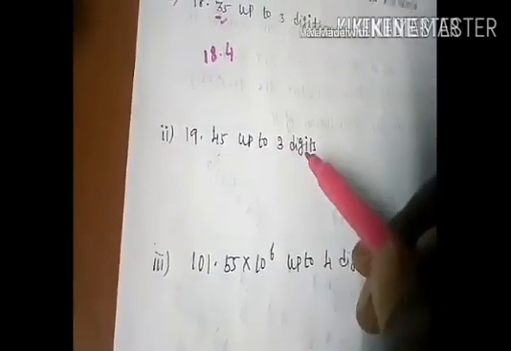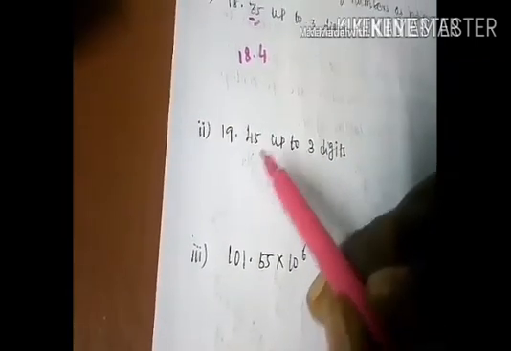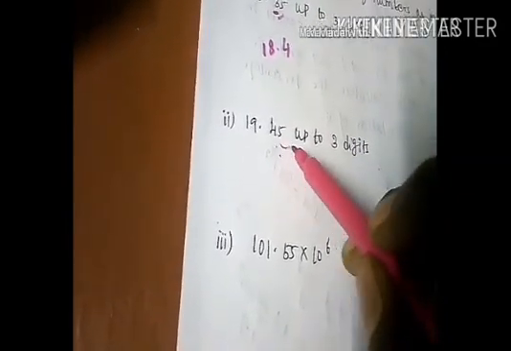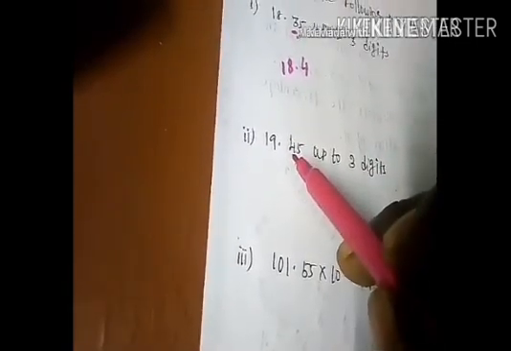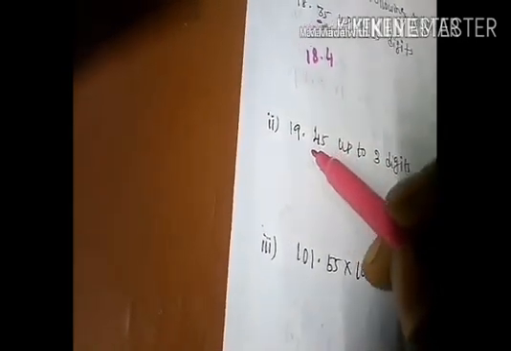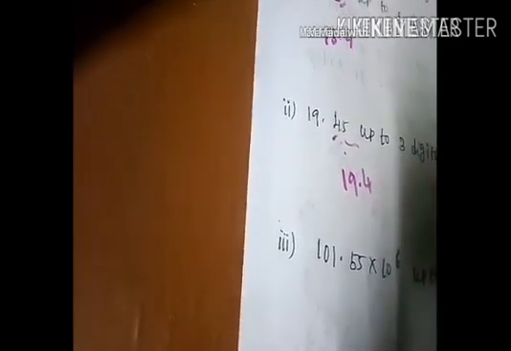Next one is 19.45 up to 3 digits. Here also we drop 5, so we have to use the rule. If the dropped digit is 5 or 5 followed by zeros, then the preceding digit is not changed if it is even. Here the preceding number is 4, which is even, so no need to change it. So you can write 19.4.